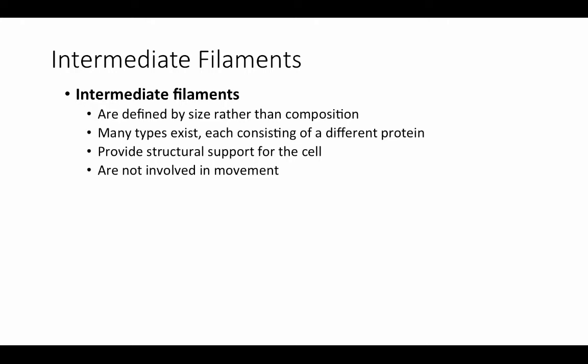So they're going to provide structural support for the cell. These intermediate filaments tend to be more permanent. They don't tend to assemble and disassemble themselves quite as much as the other kinds of cytoskeleton. And because of that, because they tend to be more permanent and stable, they're not going to be involved in movement. These filaments include about 20 different kinds of keratin. That's the protein that is synthesized in the epidermal cells of your skin.